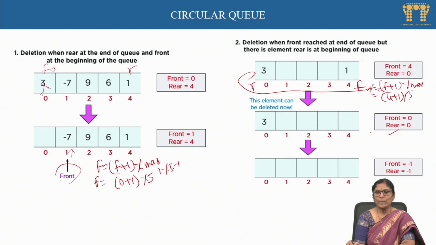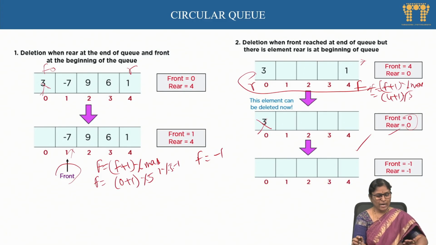So still you want to perform a DQ operation. Delete this particular element and set both the front and rear back to minus 1. So I think it's clear that whenever your F is equal to minus 1, the circular queue is underflow. Otherwise, whenever the front is at the max minus 1 position, you have to make the front come back to the first index. And the next condition is when both front and rear are 0, after deleting it, set both the front and rear indices back to minus 1.